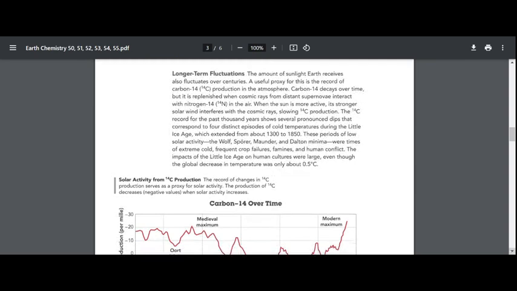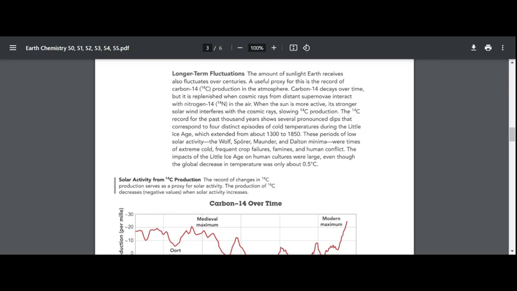All right, so now we're looking at the longer term fluctuations. The amount of sunlight Earth receives also fluctuates over centuries. A useful proxy for this is the record of carbon-14 production in the atmosphere. Carbon-14 decays over time, but it is replenished when cosmic rays from distant supernovae interact with nitrogen-14 in the air. When the sun is more active, its stronger solar wind interferes with the cosmic rays, slowing carbon-14 production.